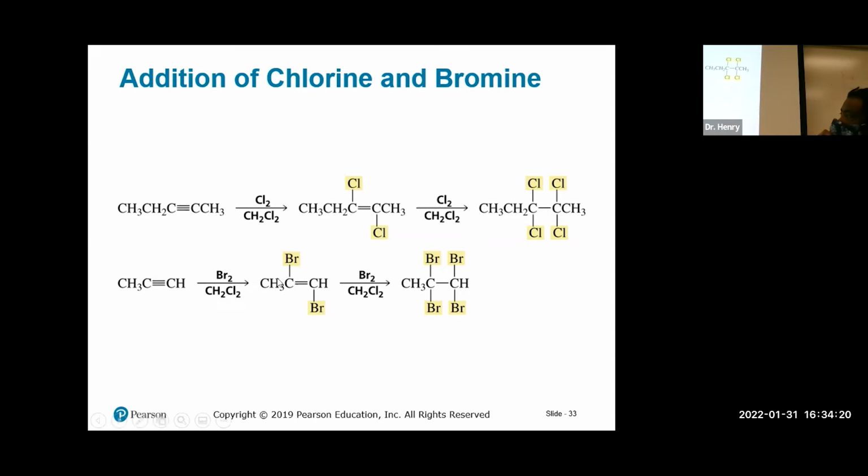Okay, and that's the same thing in the case of the bromide. So in the case that we're adding bromine gas and dichloromethane, then you're going to end up with them being trans to each other. And then if we add excess of that, then we're going to end up with the tetrahalide.